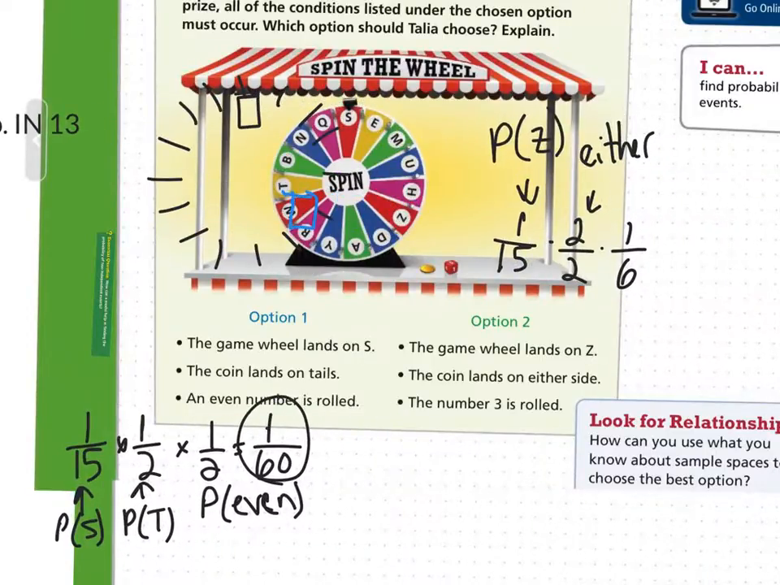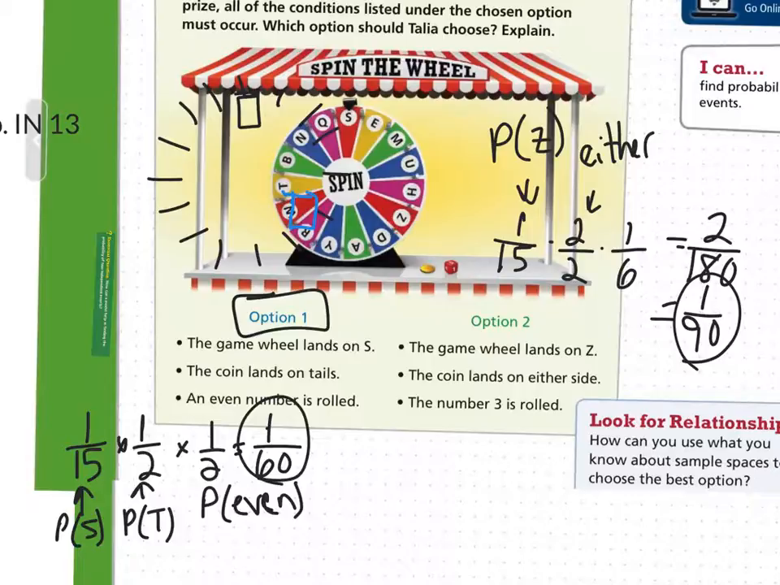So if we multiply these, keeping it as it is, we would get 15 times 2 is 30, 30 times 6 is 180, and that could reduce to 1 out of 90. So option 2, we've got a 1 out of 90 chance. Option 1, we've got a 1 out of 60 chance. So option 1 would give them a better chance of winning.